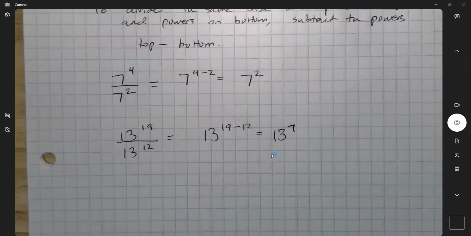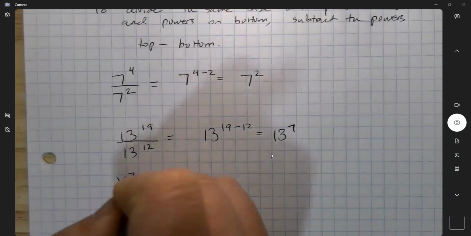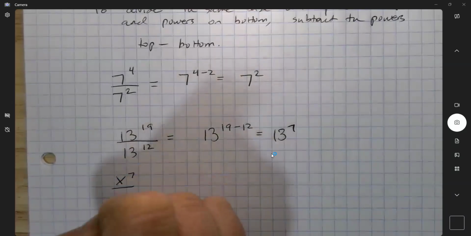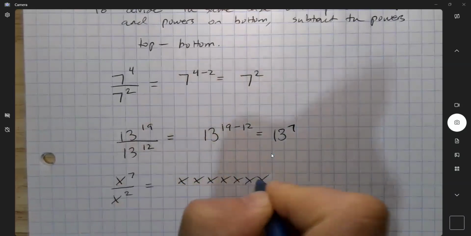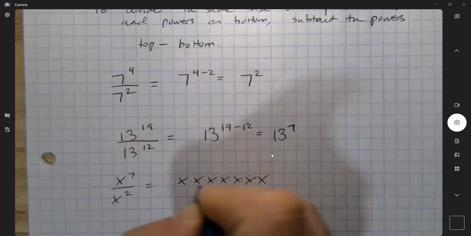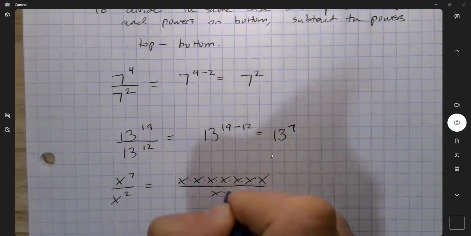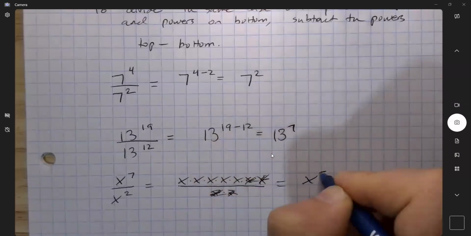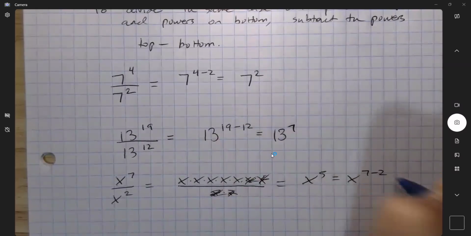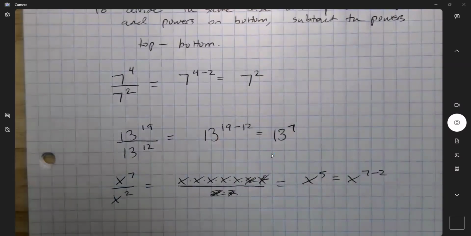It works just as well for variables. X to the 7th over x squared. Well, that's 7 x's on top, 2 x's on bottom. After cancellation, I'm left with x to the 5th, and 5 is 7 minus 2. Again, it comes exactly because of what exponential means. It means repeated multiplication.